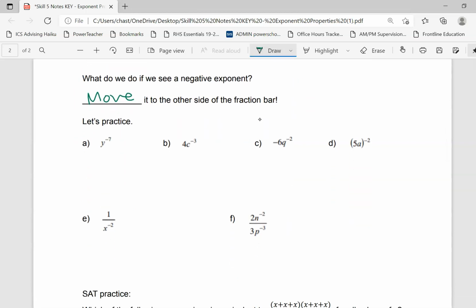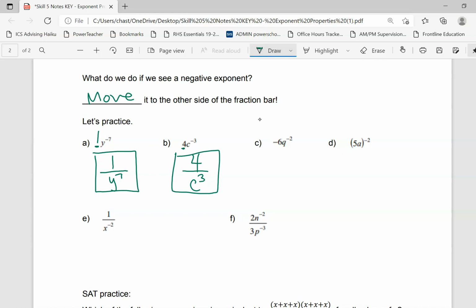This first one, we have y to the negative 7. So I need to actually make a fraction bar, put that y to the positive 7 on the bottom. The coefficient here is just an understood 1, so 1 over y to the 7th. For the next one, I see that c to the negative 3rd. I need a fraction bar, c to the positive 3rd now. We have a coefficient this time of 4, so 4 stays on top.